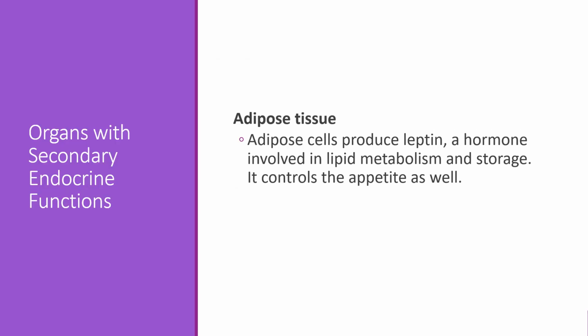And finally, last but not least, is adipose tissue. Adipose tissue produces a hormone called leptin. There's a lot of research in this area right now. Bariatrics is a big thing. Leptin is a big thing. So you may see this out in the news. This is a hormone that's involved in lipid metabolism and storage, and it controls the appetite.